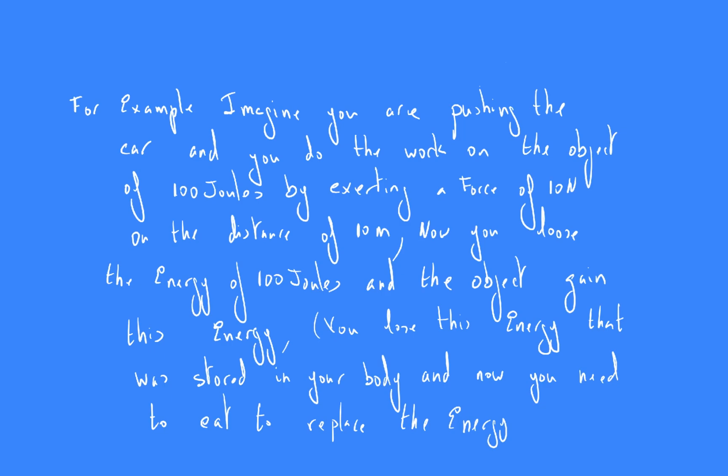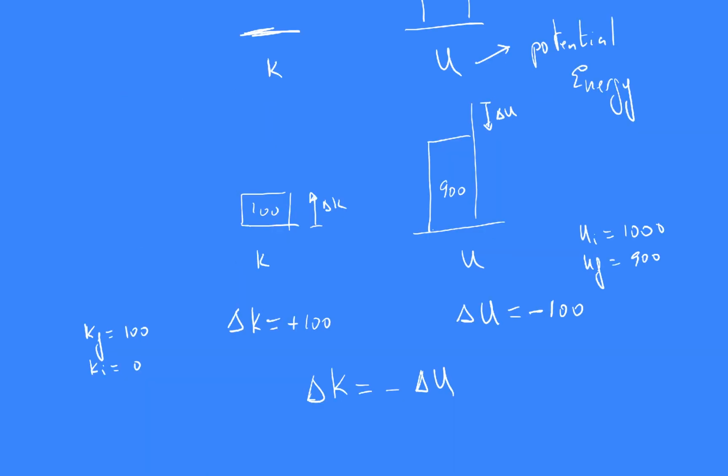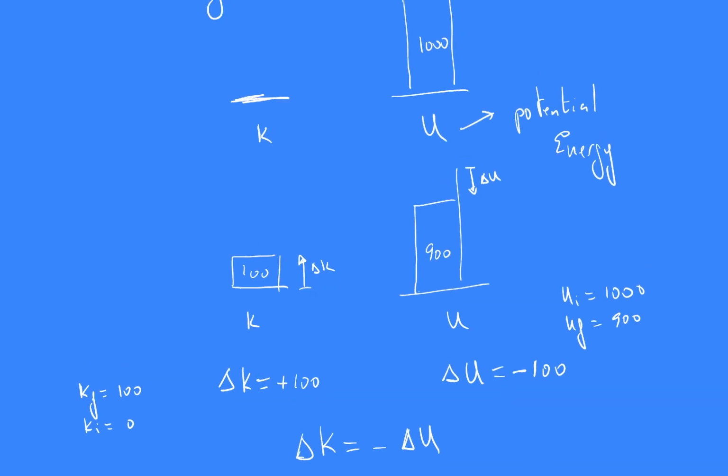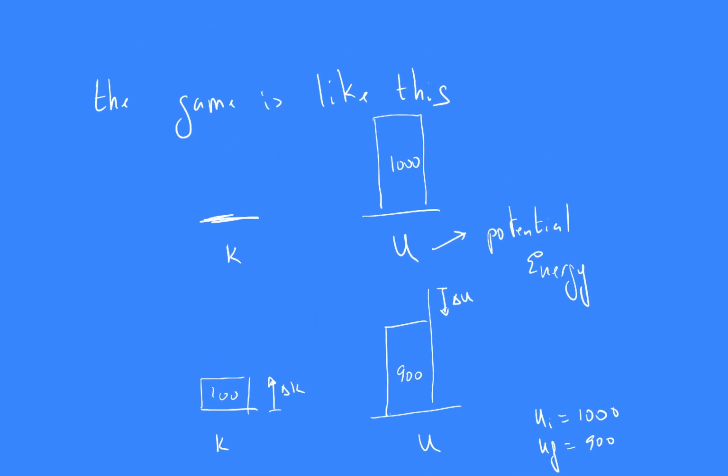and the body gains the 100 joules. So this is the game. Game is whatever you lose, someone will gain. Whatever you gain, something else will lose. So the game is like this.